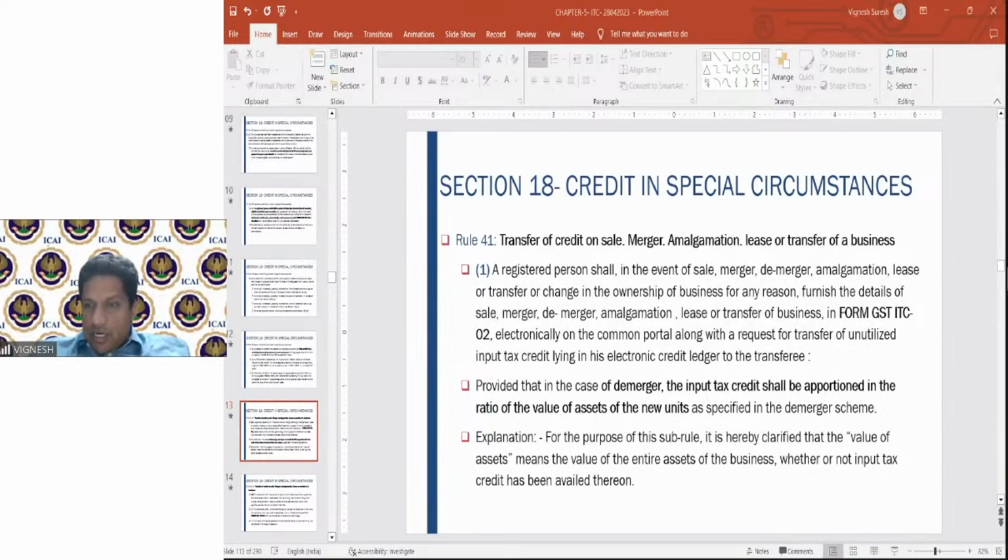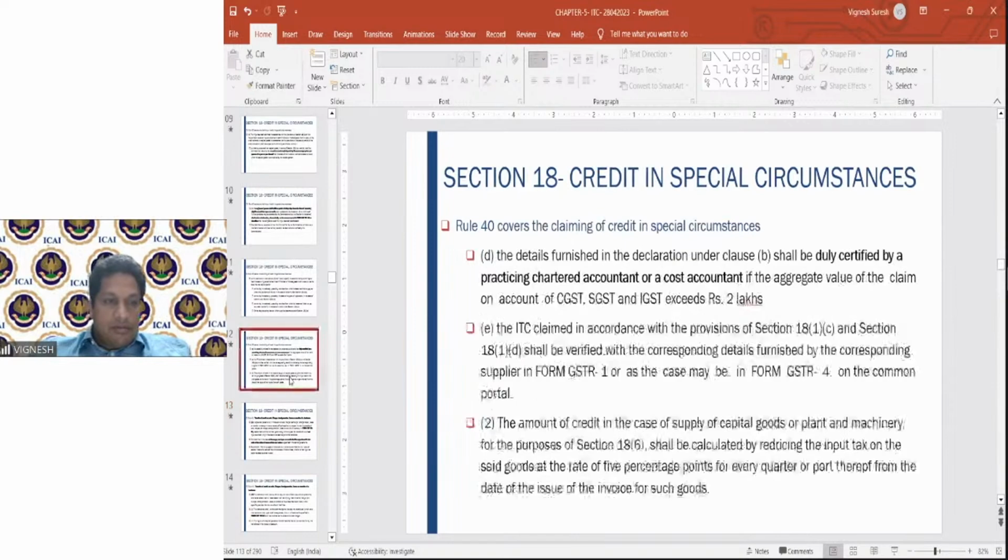Sir, I have asked the doubt on 18% of 75, not in composition scheme. Example in 18 subsection 6, you have pointed out to reduce 5% per quarter or rupees or 18%. Why should we reverse 18% on sale value? Oh, you had asked the doubt for that one. Okay. 1 second. Let me go there.